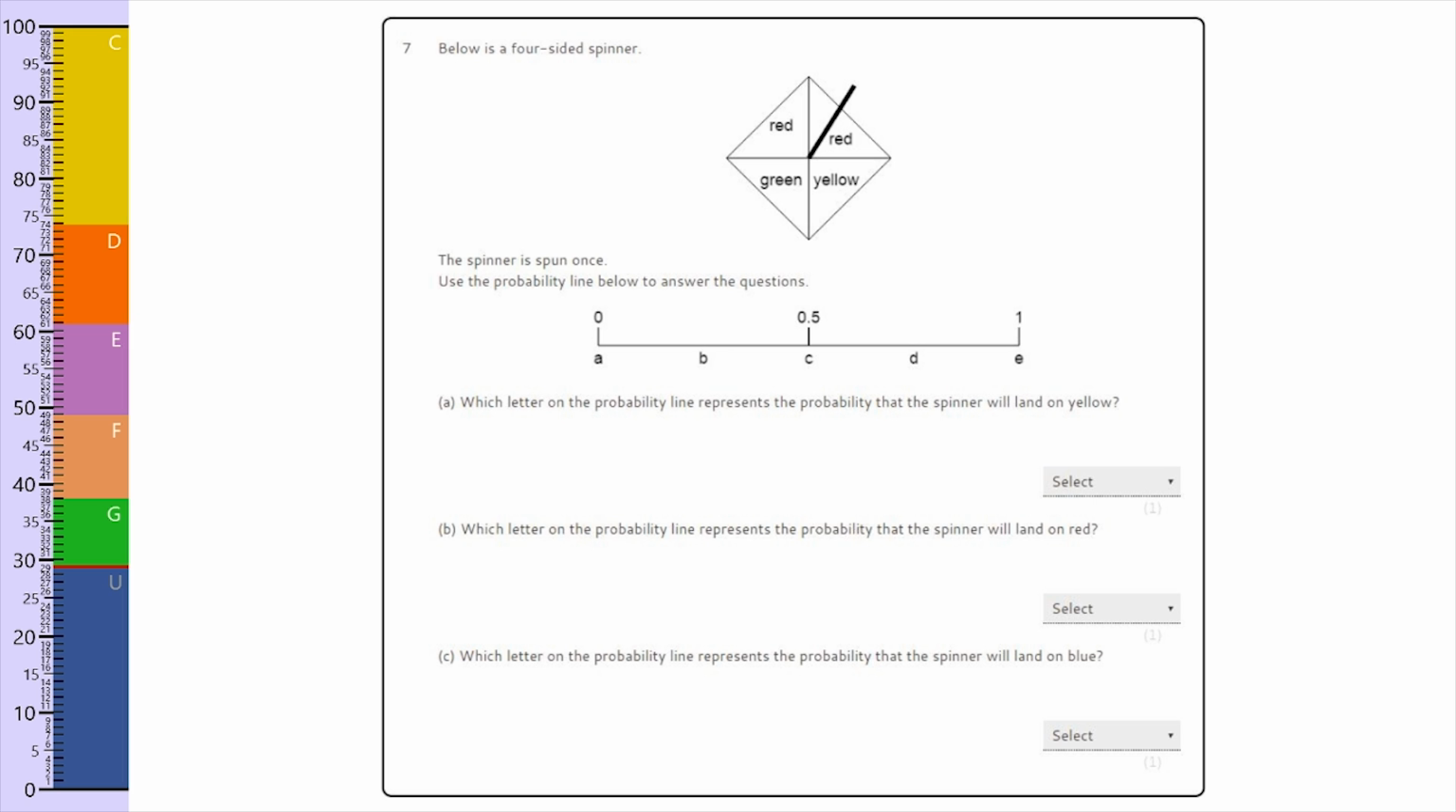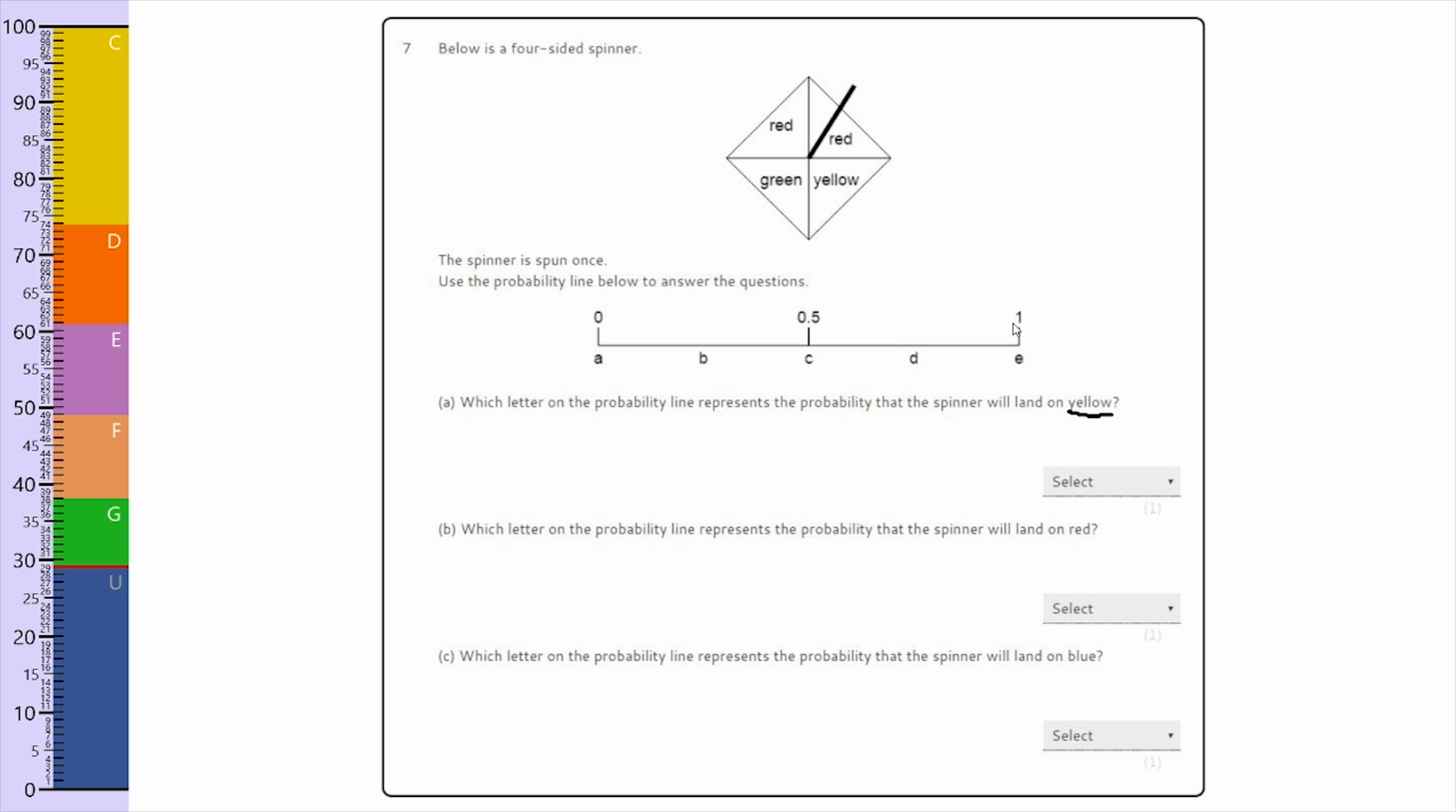Okay, so in the actual exam, you'll have a number line and you'll have to mark things with an X. Given the fact that this is an online paper, we can't mark things with X that easily, so I've just labelled them with A, B, C, D and E, which is absolutely fine. They could do that in the exam question. So we've got a spinner here, and it says, what letter on the probability line represents the probability that a spinner will land on yellow?